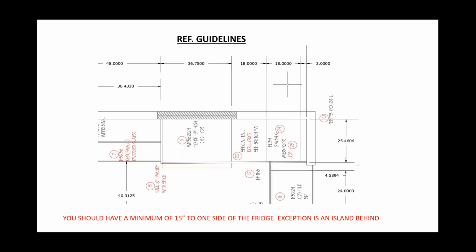Okay, some guidelines. With refrigeration, you should have a minimum of 15 inches to one side of the refrigerator. The exception is an island behind.